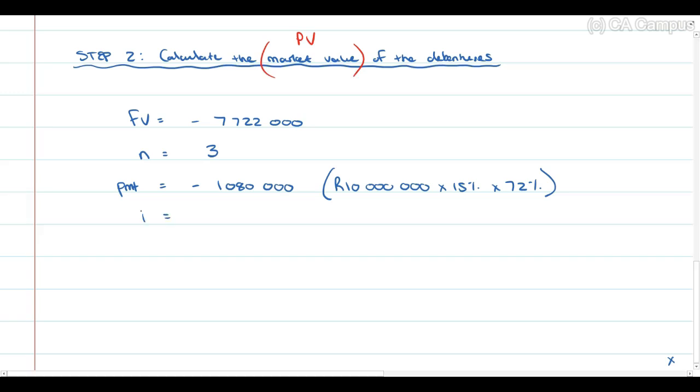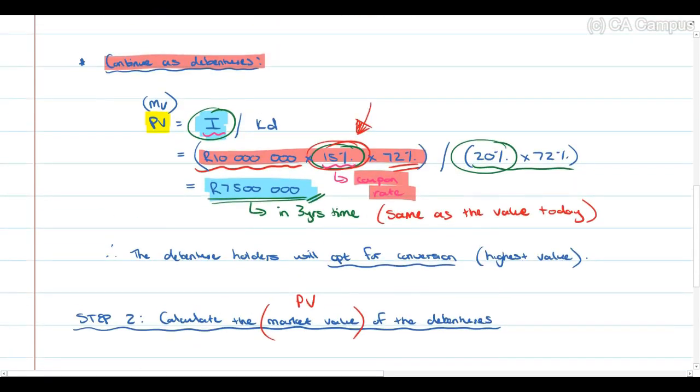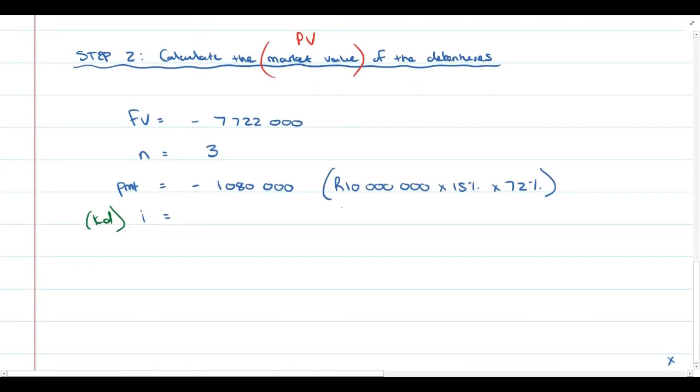Then I is going to be the cost of debt. Once again, we do already have this information. What is the cost of debt for the debentures? It's 20% before tax. So we just need to multiply that by 72% to get the after-tax cost of debt. So the cost of debt, or the rate on similar debentures, is going to give me 14.4%. And I'm then going to compute my present value, which will give me the market value of these debentures today.